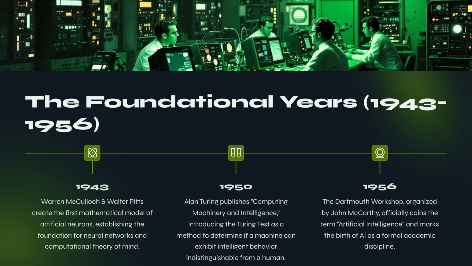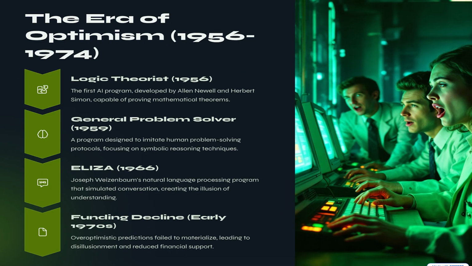And then, okay, a huge moment in 1956, the Dartmouth Workshop. That's the one. Officially seen as the birth of AI as a proper academic field. John McCarthy coining the term artificial intelligence there. It really marks the formal start. And that workshop kicked off this era of incredible optimism. Oh yeah, like what? Well, early programs like the Logic Theorist could actually prove mathematical theorems. The ambition was just huge from the start.